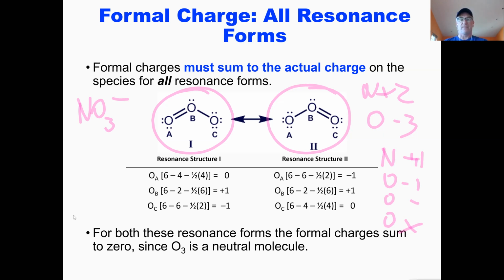So no matter where the charges are, in this case, oxygen B, the one in the middle, is always positively charged. And it just varies as to whether the one on this end or the one on that end is going to be negatively charged. But we have one positive and one negative. They have to add up to 0 because it's not an ion.